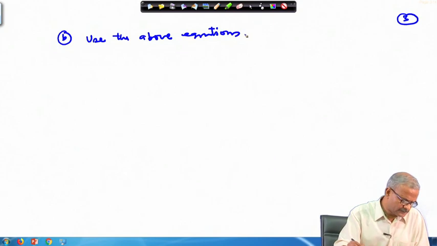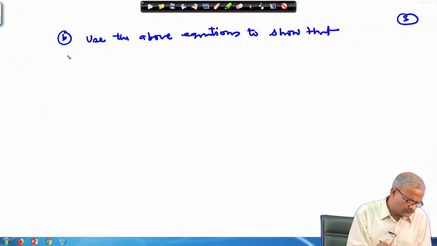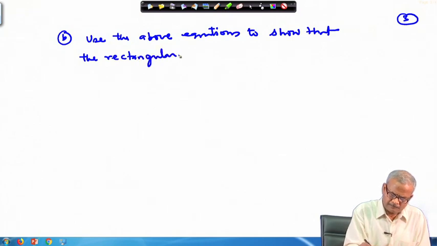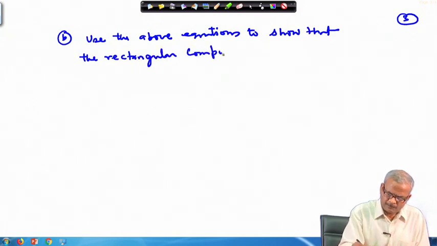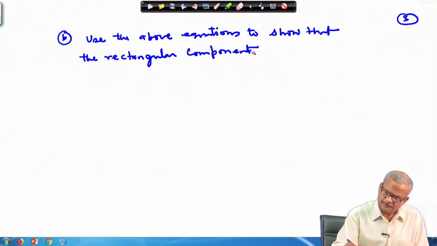Use the above equations to show that the rectangular components, omega small z, it is written. Okay.